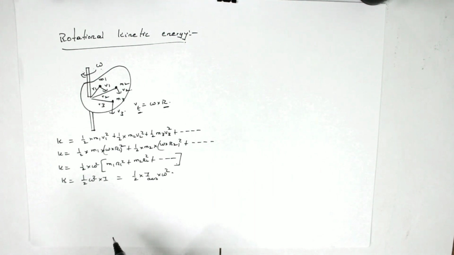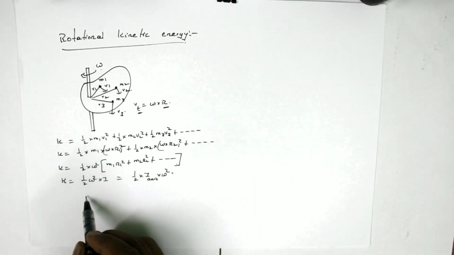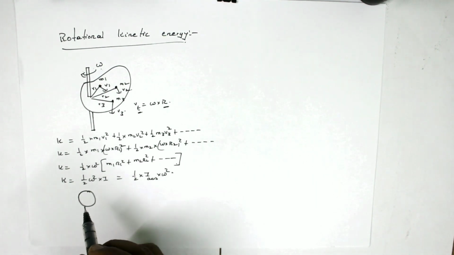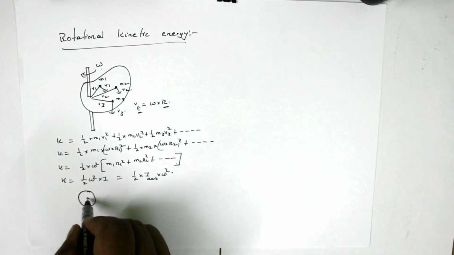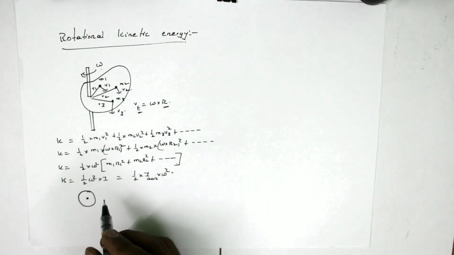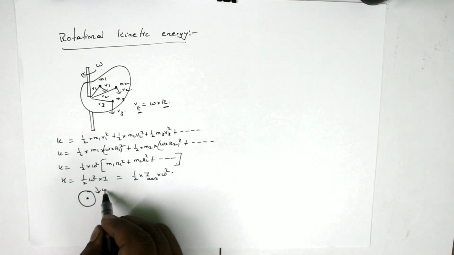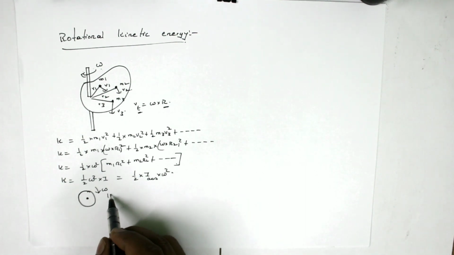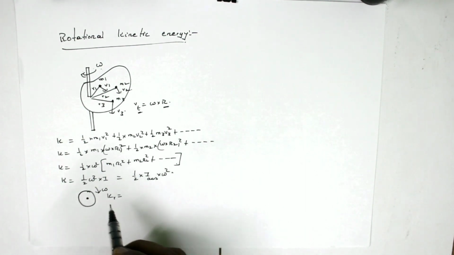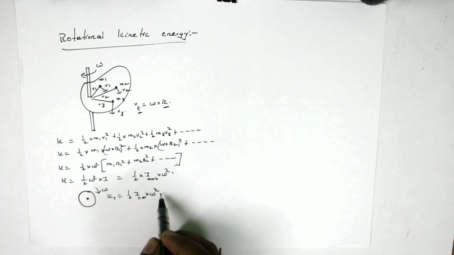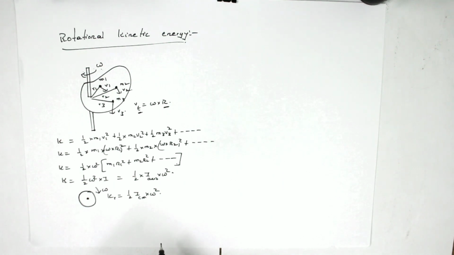Now if I study a situation like this, for example, if I take a disk, and it is rotating around this central axis, that is, the axis is present at the center of mass itself, and this disk is rotating with an angular velocity of omega, then I can say that this disk has only rotational kinetic energy, and that rotational kinetic energy I can write as Kr equals half I center of mass into omega square. So this is how I can write.